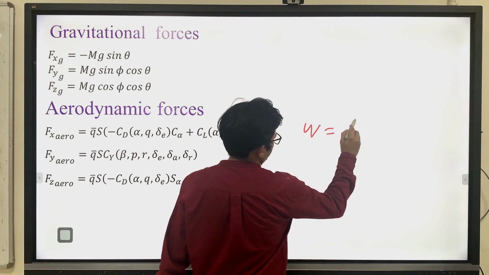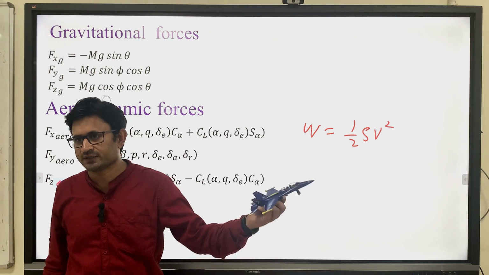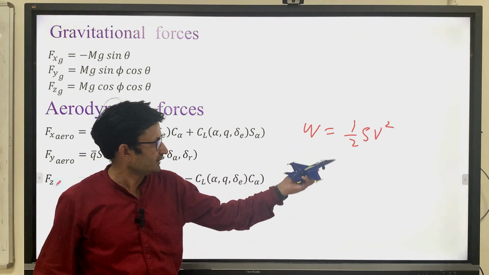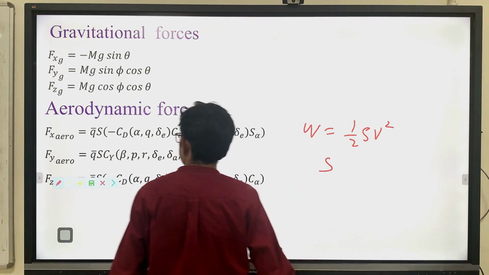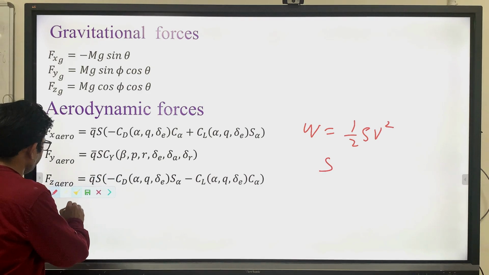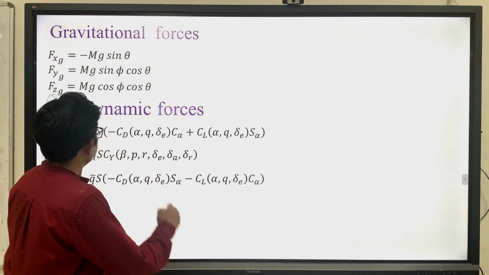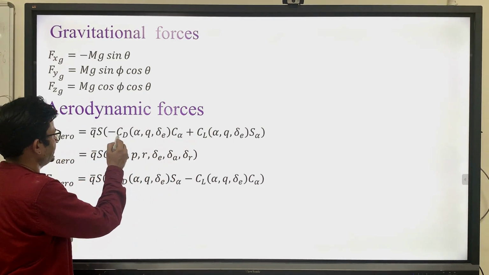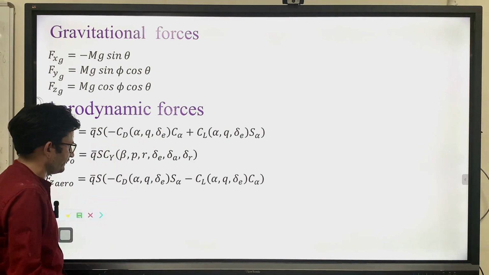Q bar is equal to half rho V squared. V is the flight velocity, rho is the density, so half rho V squared in total is the dynamic pressure. S is the wing area. Cy is the side force coefficient. Cl is the lift coefficient. Cd is the drag coefficient. Alpha is the angle of attack. Q is the pitch rate. Delta E is the elevator deflection.